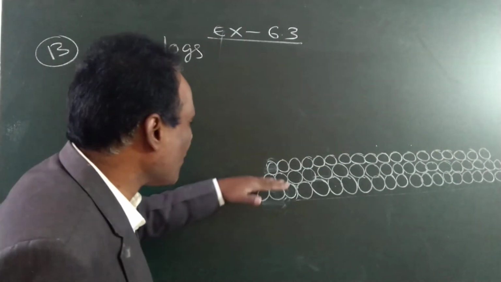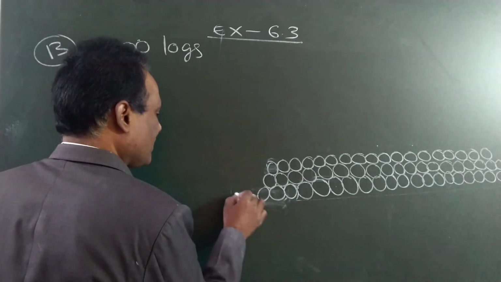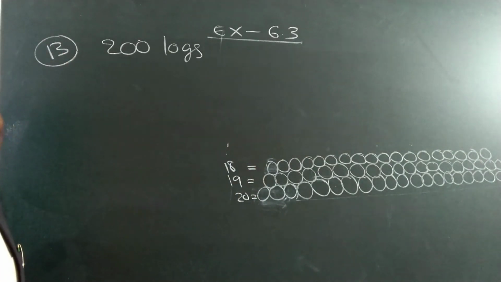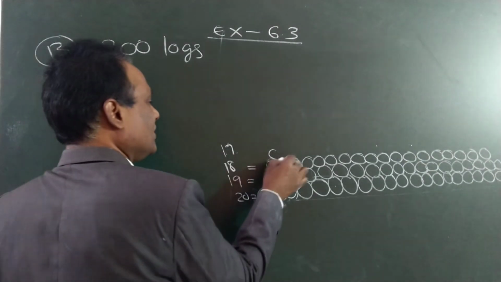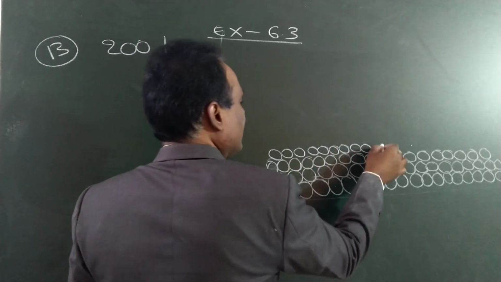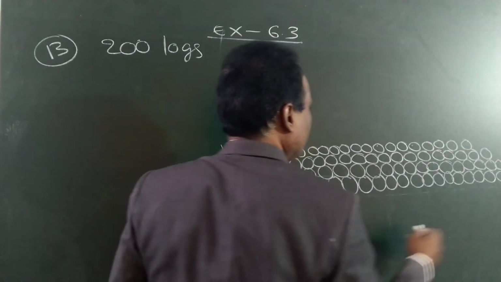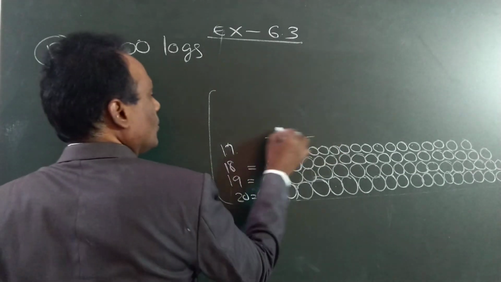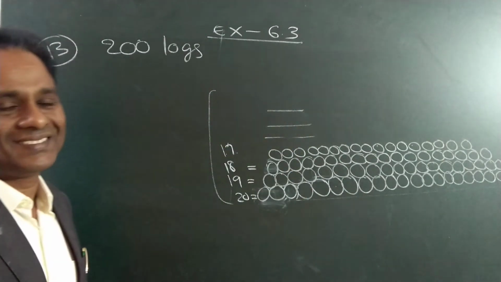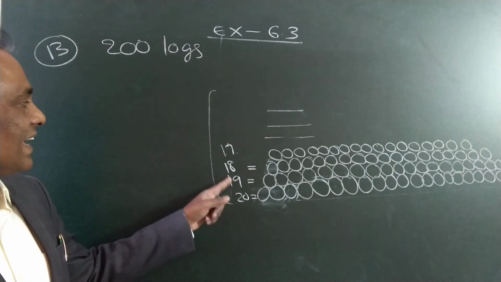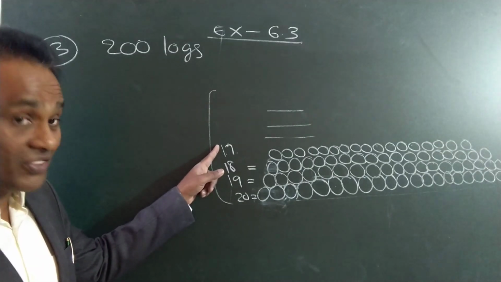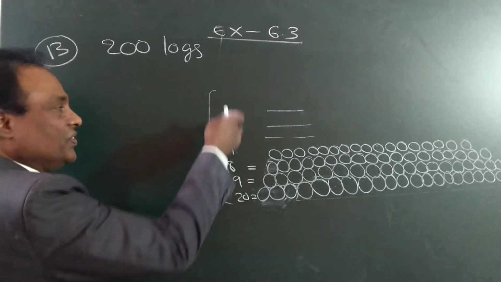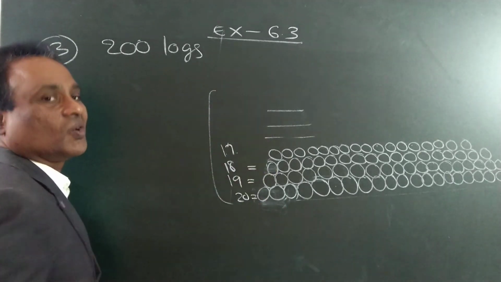So total 200 logs means how many rows will we get? 20, 19, 18, total 200. How many rows? That is the question. Here 17 logs, like that. How many rows will we get? Total 200 logs we have to arrange. Then 16, 15, like that. Total should be 200.